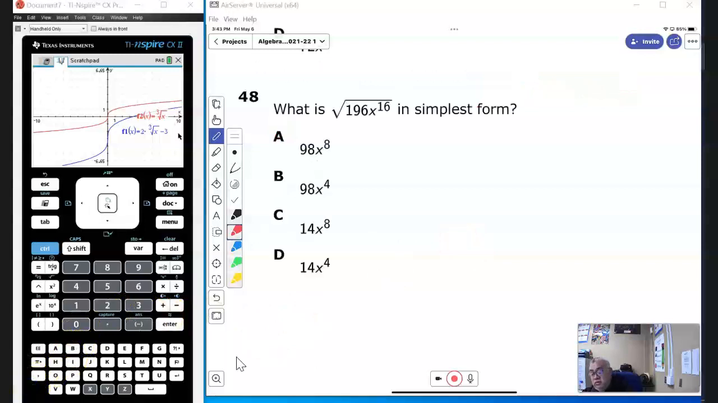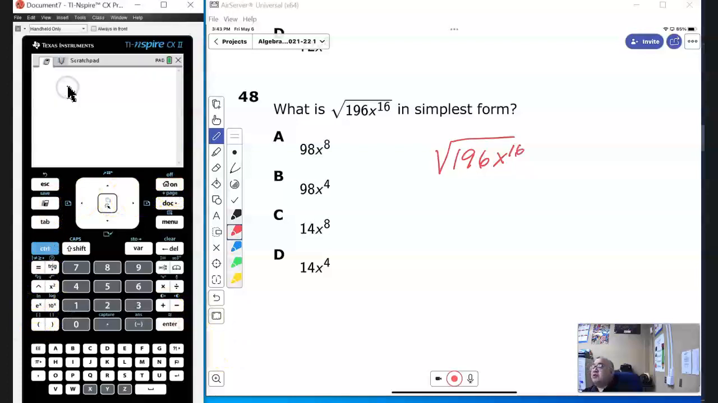48, what is the square root of 196, and then you have x to the 16th. Now, if you want, you can always use your calculator. Square root of 196 should be 14. So you have 14. And remember that you have x to the 16th. 16 is divisible by 2, so you have x to the power 8. So the square root of x to the 16th is x to the 8th. So your answer is C.